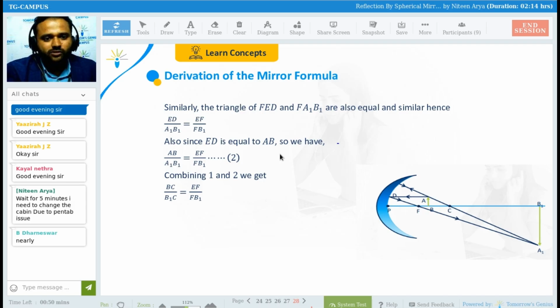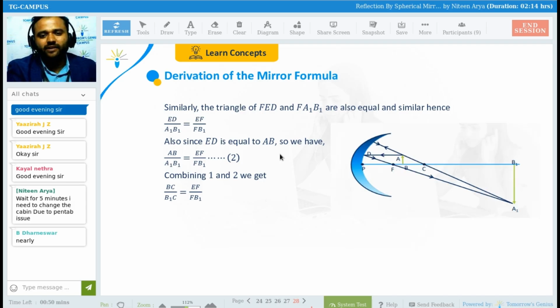Okay, so this is your diagram. So similarly for the triangle FED, FED is said for this FPD. Instead of E, it is P. Okay, this is FPD and FA1B1. Now, if you take this particular angle FA1B1 and FPD, this big triangle. So PD, this PD is going to be equal to EF.